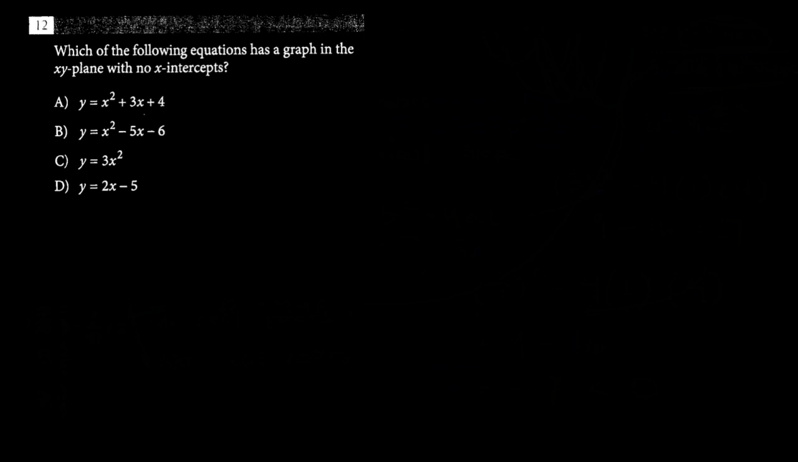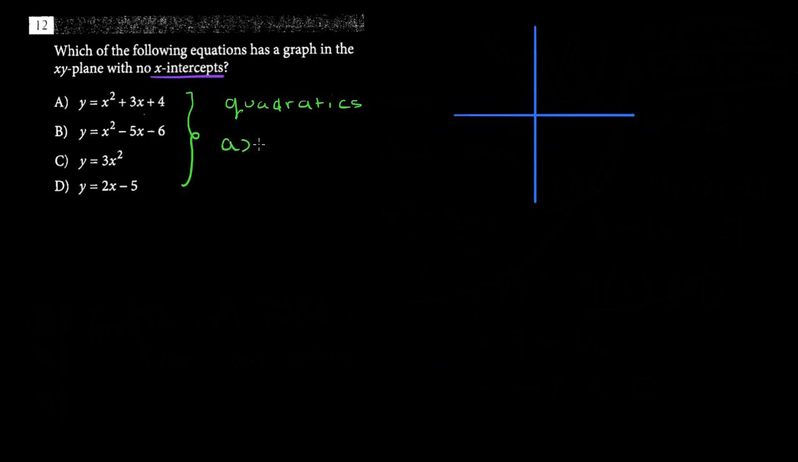Okay, question 12 reads, which of the following equations has a graph in the xy plane with no x-intercepts? If I visualize what no x-intercepts are going to look like, it's going to be something like this. These are all parabolas, meaning that they look like a U, okay? And I know this because they're all quadratic equations. And all quadratics are in the general form ax squared plus bx plus c.